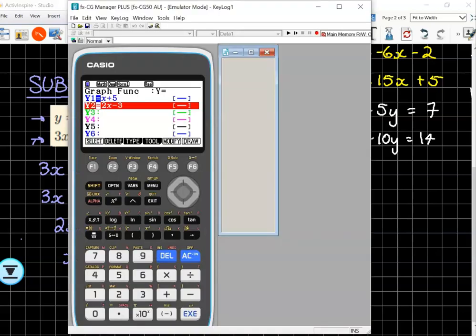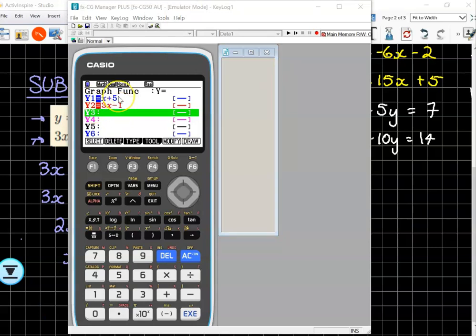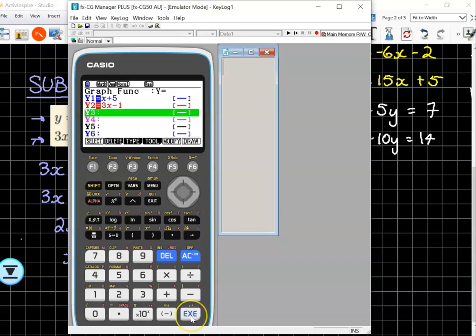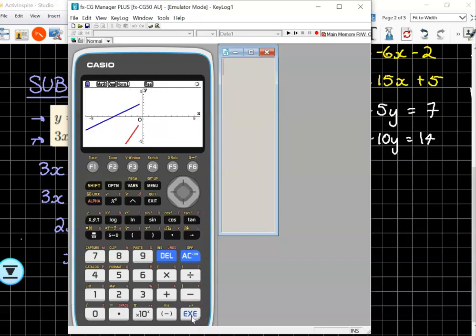3x take 1. So now we pop in 3x take 1. We press enter, and I'll just wait for everybody. Before I press draw, I will always check. These are smallish numbers, so I'm always going to go Shift View Window, and I'm going to go to Standard. Okay, especially if you are borrowing a school calculator, because God knows what graphs they've been drawing.